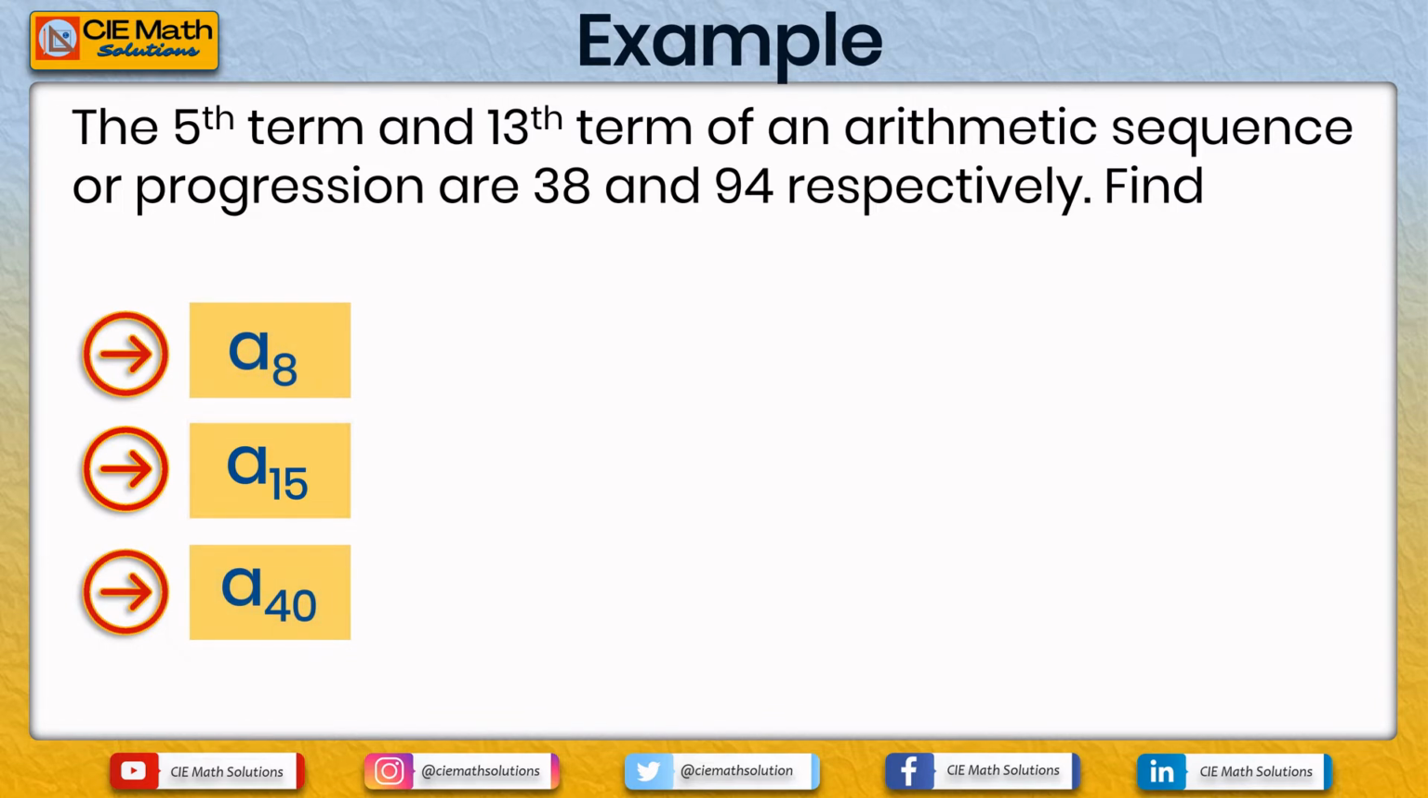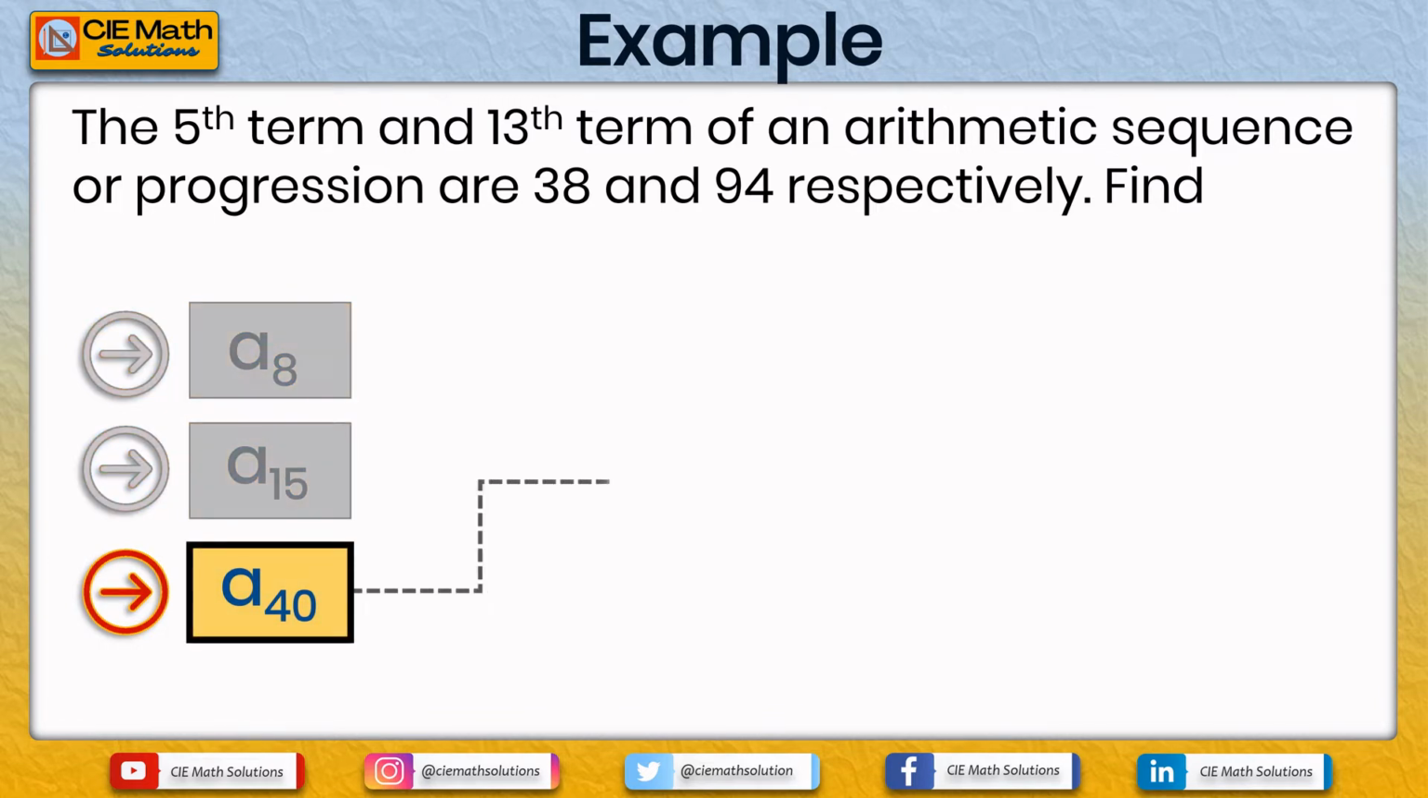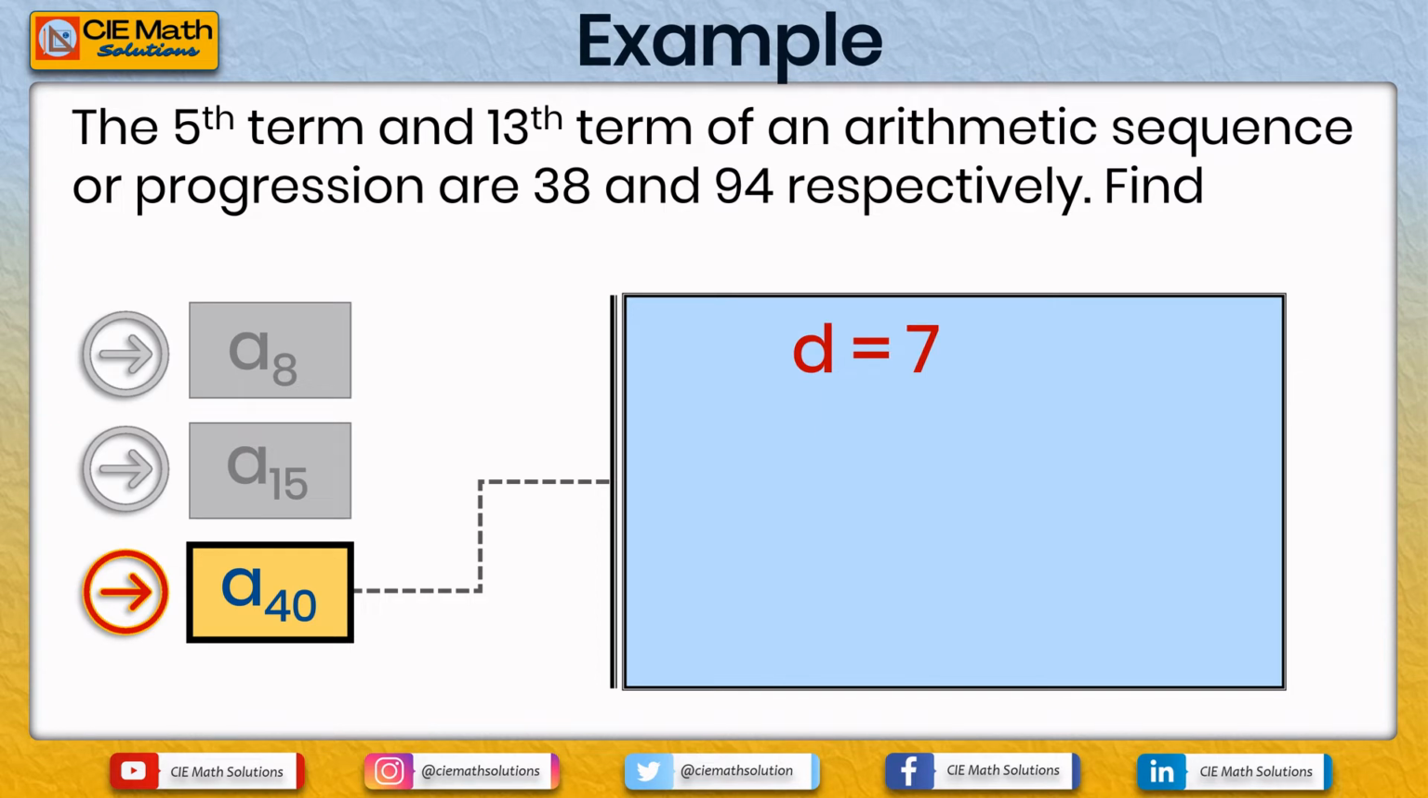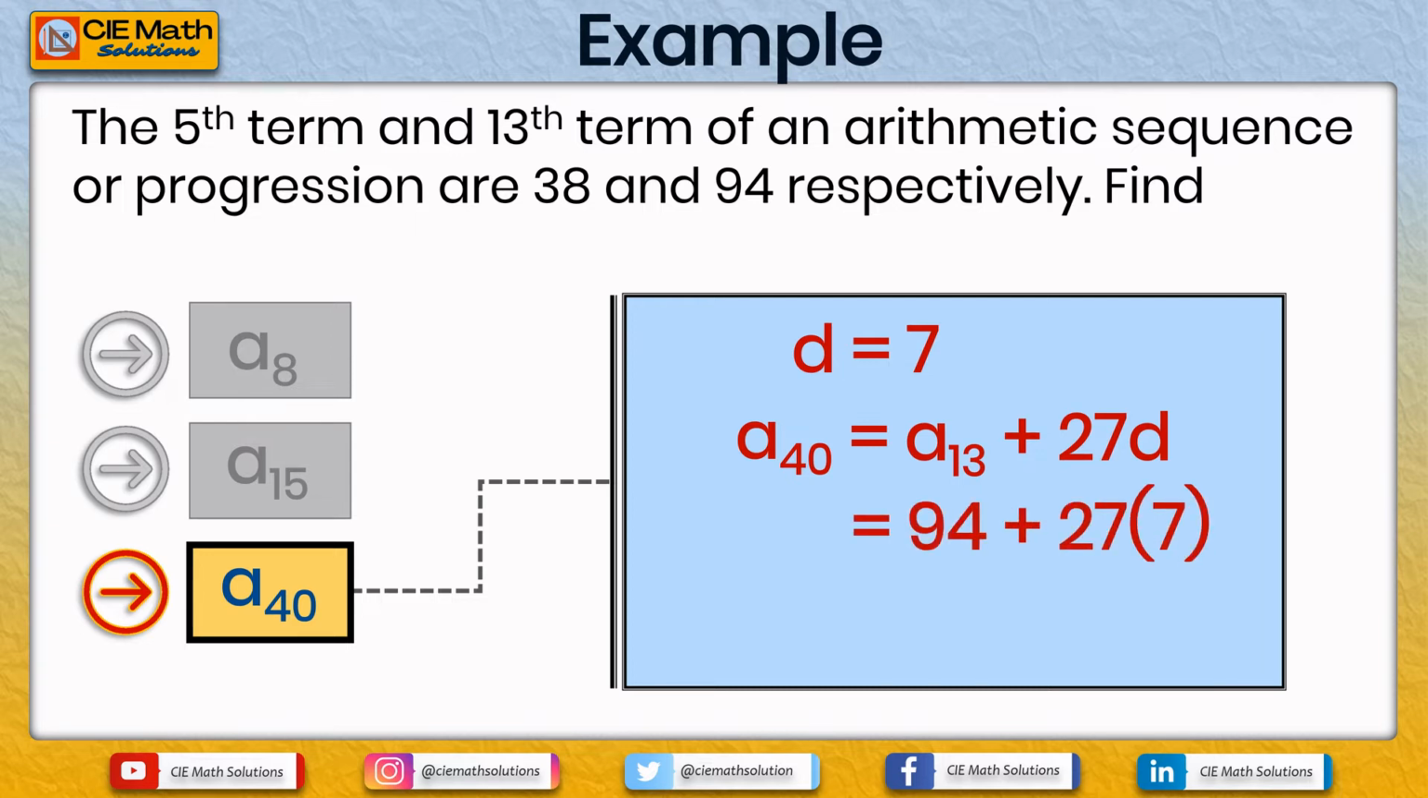The third item, which is the 40th term, or A40, again the common difference is 7. We can then rename A40 in terms of the given terms. We will then have A40 is equal to A13 plus 27D. Substituting the values of A13 and D, we will then have 94 plus 27 times 7, which is equal to 283. The 40th term then of this arithmetic sequence is equal to 283.